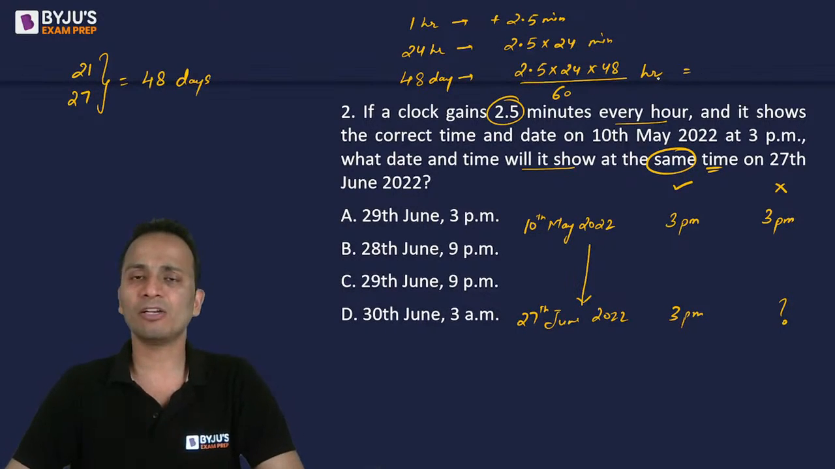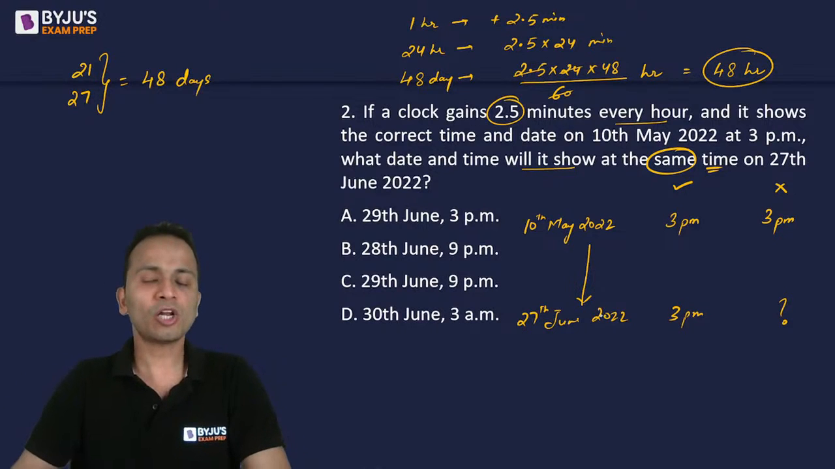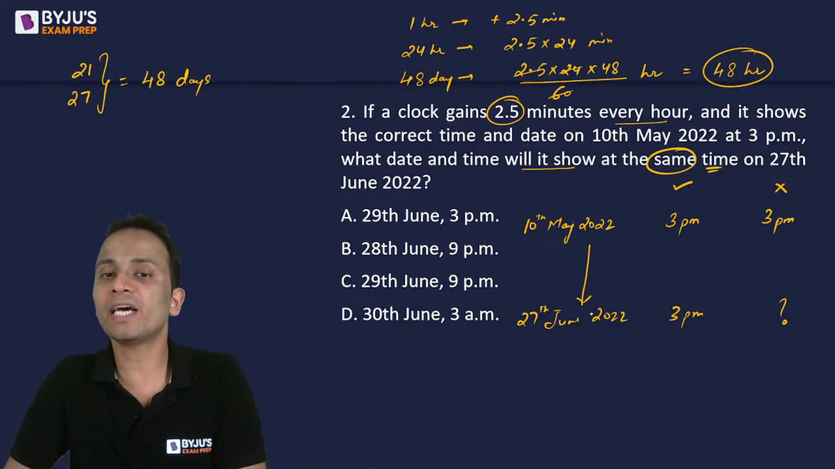Okay, now let's do the calculation. I can see that 24 into 2.5 is equal to 60. So it will cancel completely and it will come out to be 48 hours, right? So the clock will gain 48 hours.